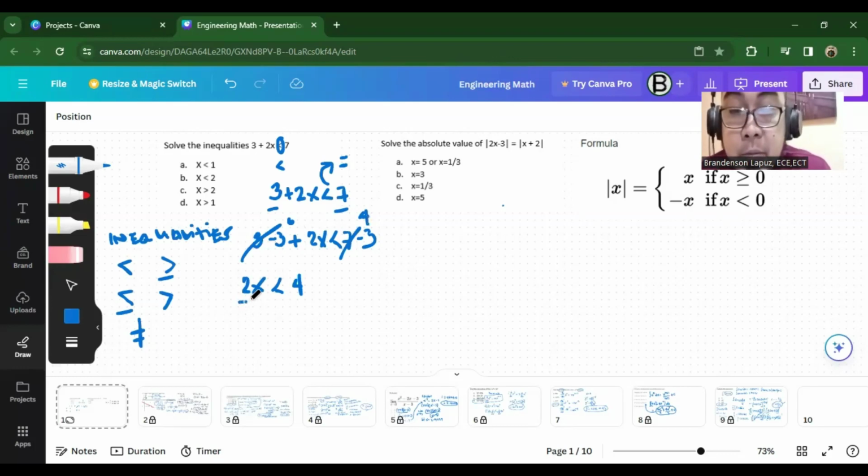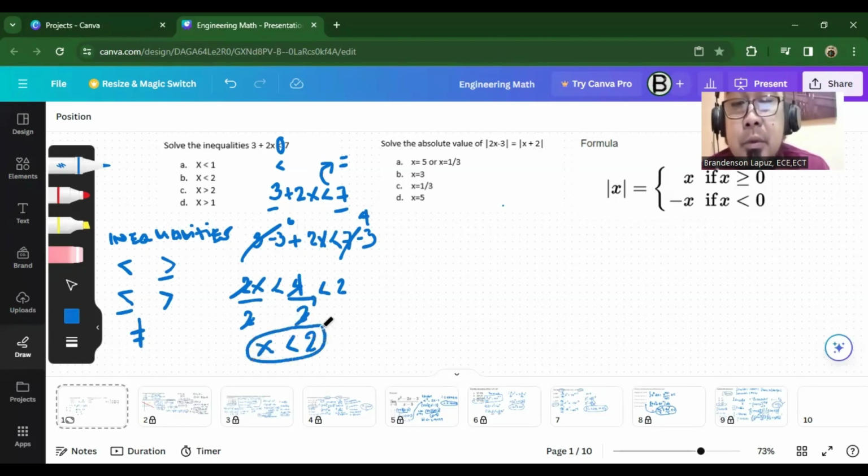Simplifying further, that would be 2x all over 2 less than 4 over 2. So that would be x is less than 2. So this is our answer. In our choices, that's letter B.